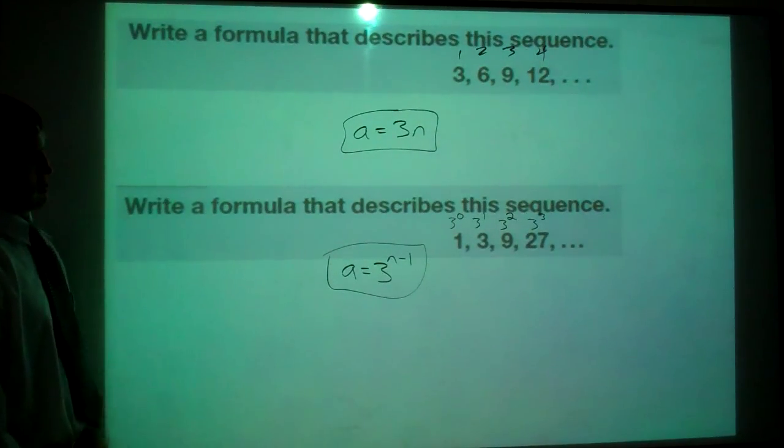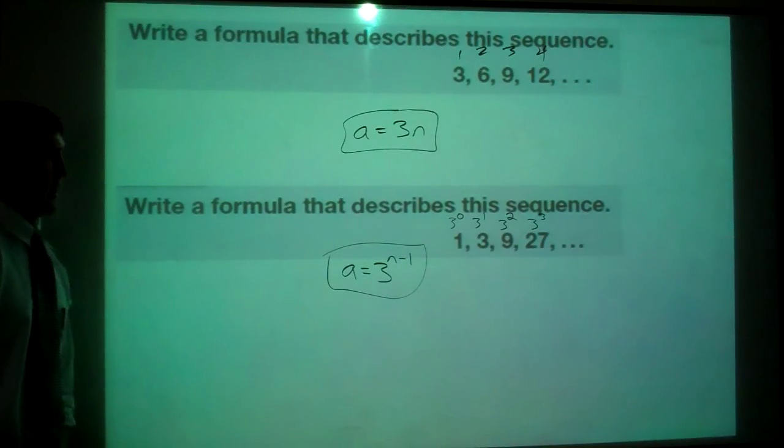But these are the last 2 examples I had for today. So that is sequences.